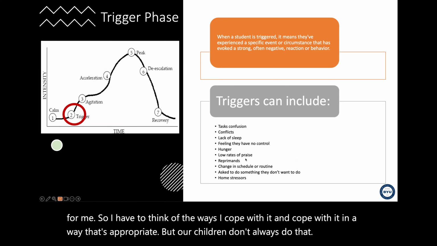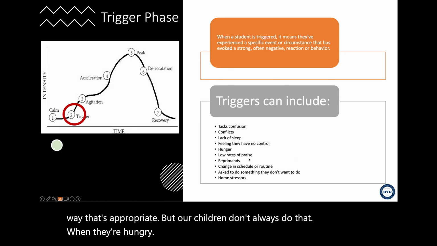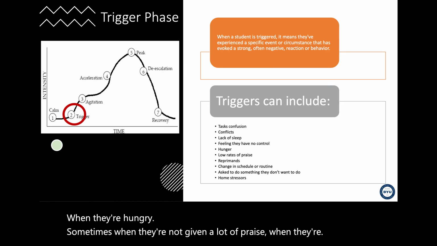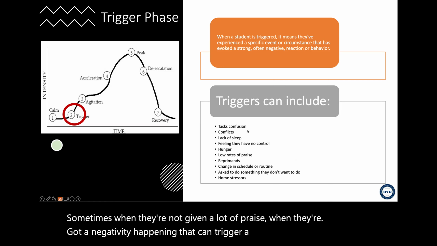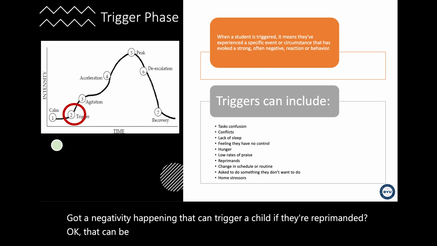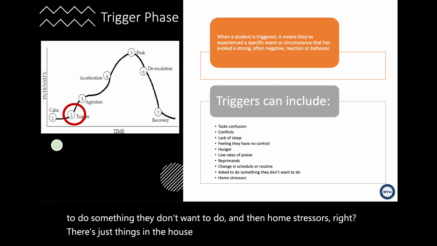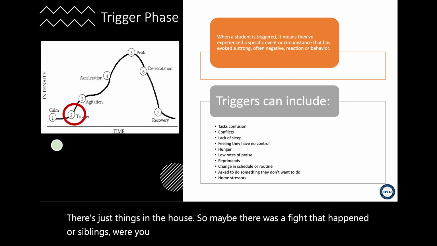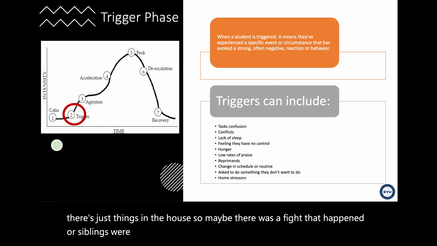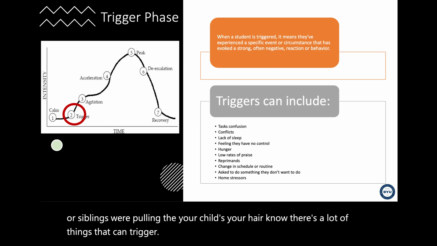When they're hungry, sometimes when they're not given a lot of praise, when there's a lot of negativity happening, that can trigger a child if they're reprimanded. Okay. That can be really hard. There's a change in a schedule or routine, asked to do something they don't want to do, and then home stressors, right? There's just things in the house. So maybe there was a fight that happened, or siblings were pulling your child's hair, or there's a lot of things that can trigger the behavior.